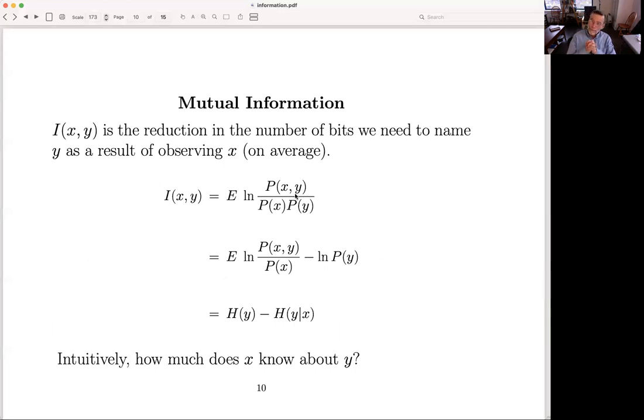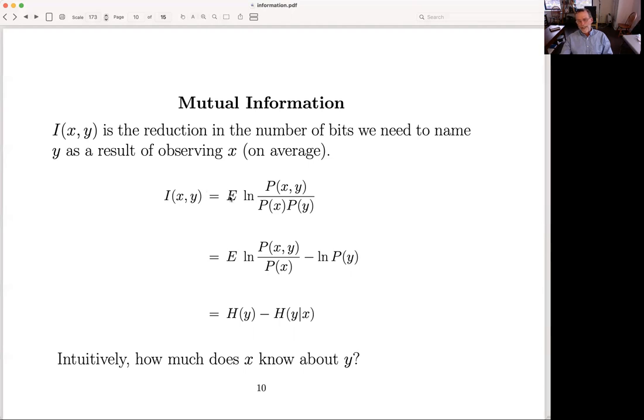Now we're going to be talking about mutual information. We're going to have a whole section on mutual information. I just want to point out here that mutual information is a KL divergence and is meaningful for differential entropy. So intuitively, first let's consider just the discrete case. Intuitively, the mutual information between X and Y is the number of bits, it's the reduction in the number of bits we need to name Y as a result of observing X.